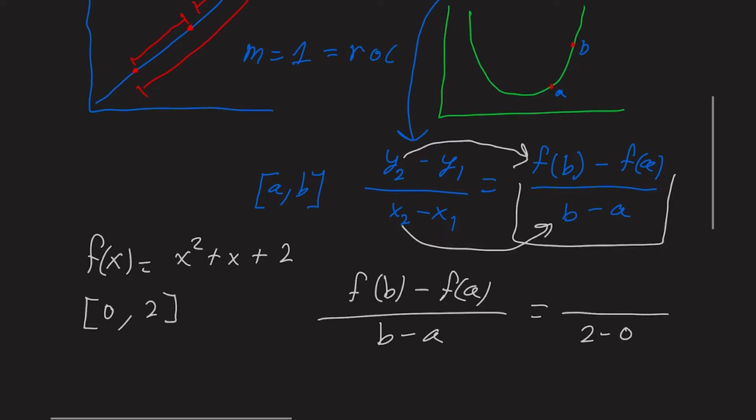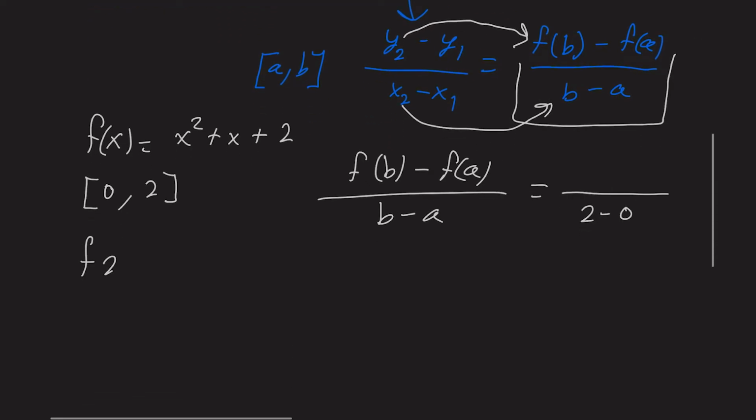f of 2 equals 2 squared plus 2 plus 2 equals 4 plus 2 plus 2 equals 8. So our f of b is going to be 8.